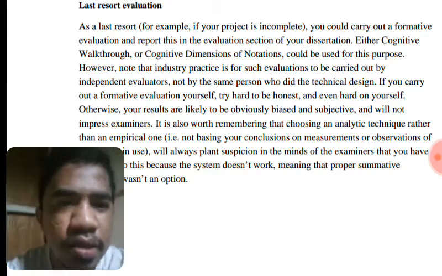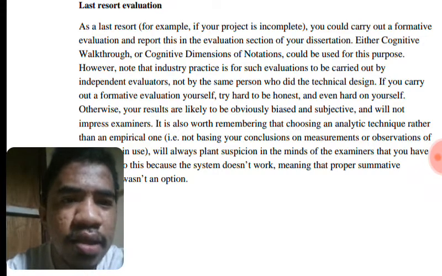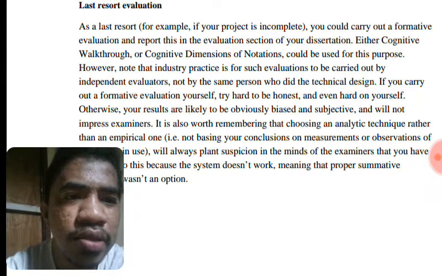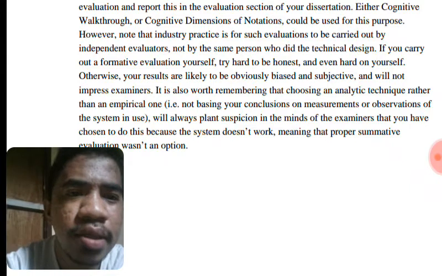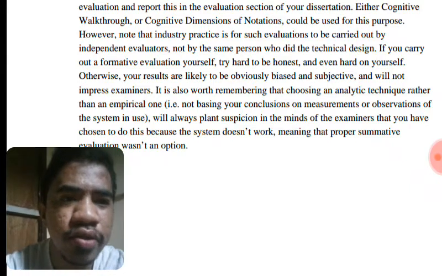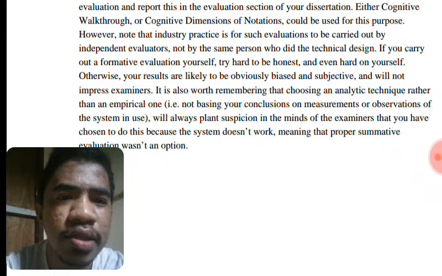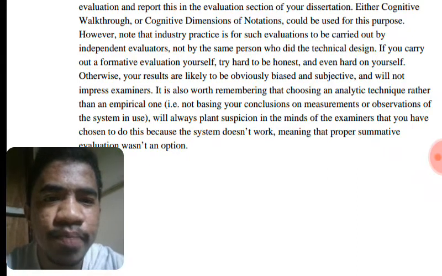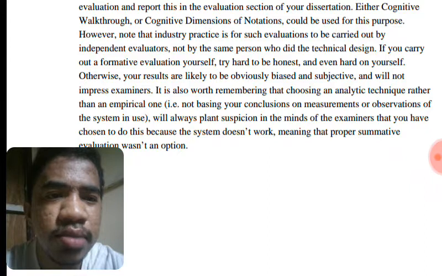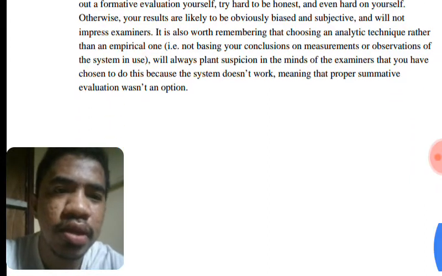and will not impress examiners. It's also worth remembering that choosing an analytic technique rather than an empirical one, for example not basing your conclusions on measurement or observation of the system in use, will always plant suspicion in the minds of the examiners that you have chosen to do this because the system does not work, meaning the proper summative evaluation was not an option.